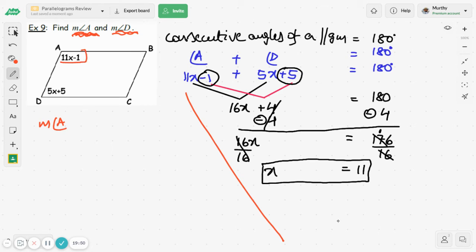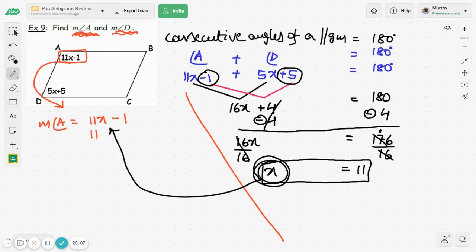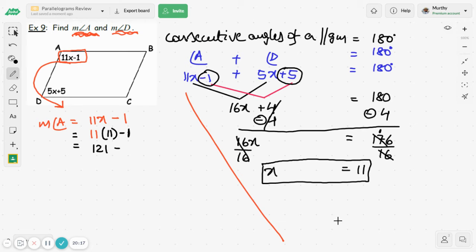It is 11x. You see that, this is 11x. So that's what I'm copying. It is 11x minus 1, 11 times the value of x. You see that the value of x we got just now is 11. Therefore, let me plug in those values. 11 times 11, subtract 1. So that gives me 121 minus 1, 120. We are done.